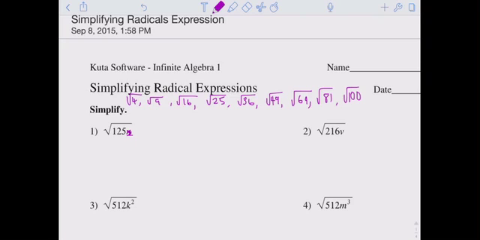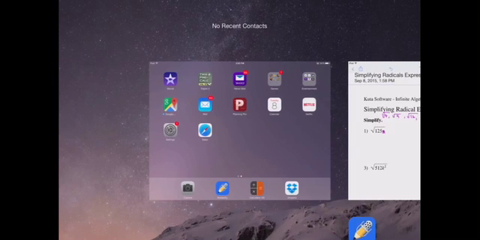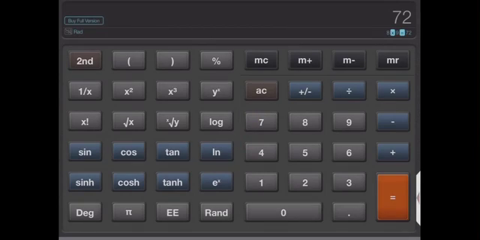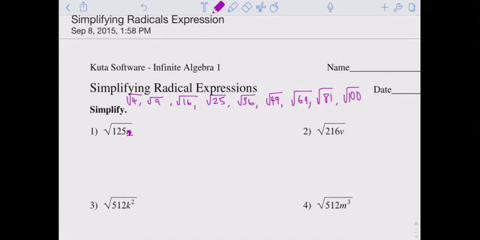You need to find a calculator. If you don't have a calculator, make sure you get one. It's very important. Okay, you have a calculator. You need to divide one of the numbers by these, so you need to go through the list. Will 4 go into 125? No. Will 9 go into 125? Let's try it.